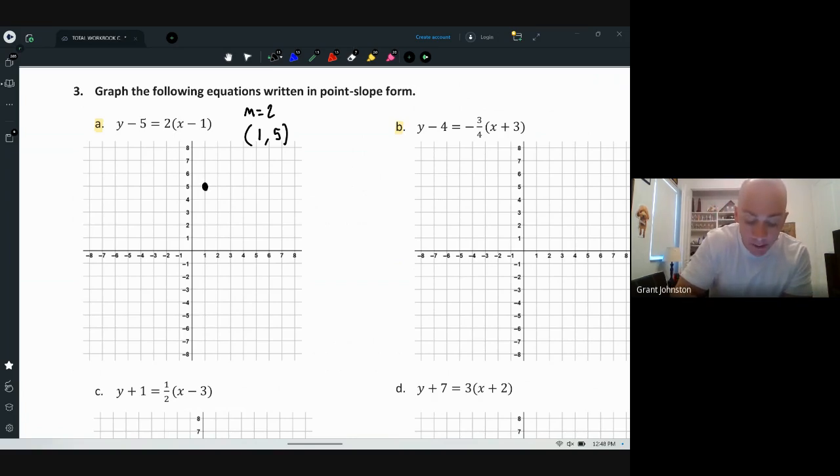So I'm going to plot that there. And the slope is 2, so I'm going to go up 2 over 1. That would be here. And I'll go back in this direction as well. And there we have it.